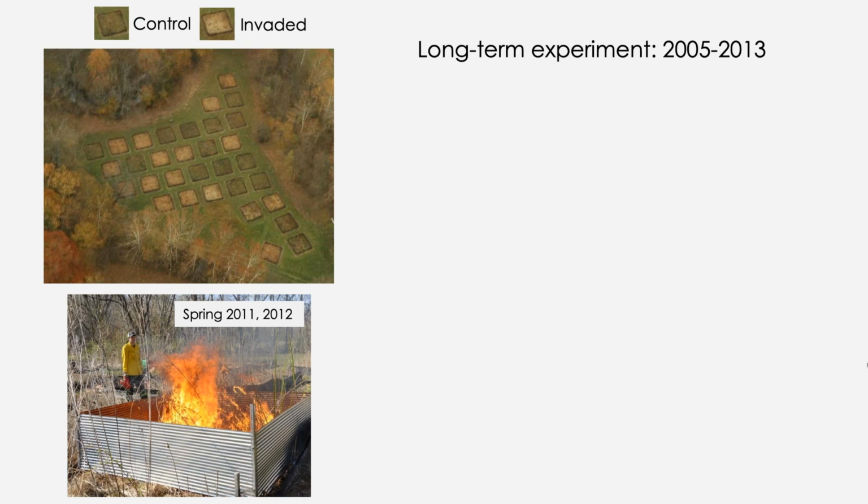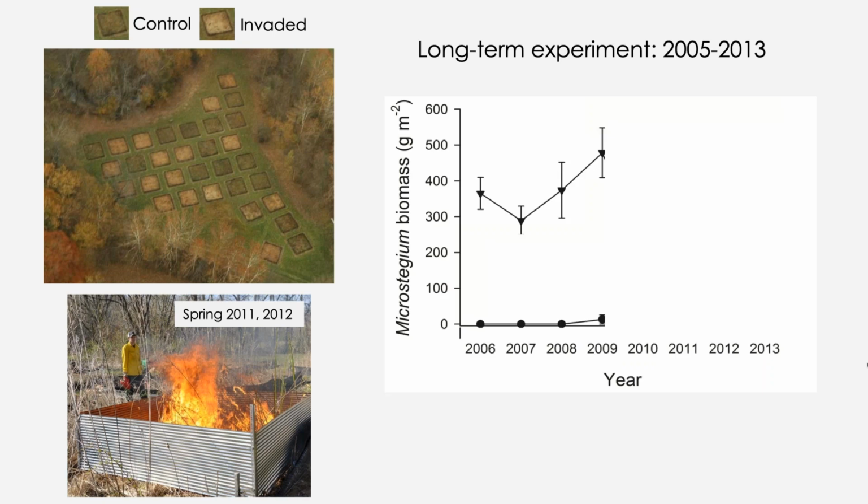And you can actually see the invaded treatments, because Microstegium is a C4 grass that senesces earlier in the fall than the C3 dominated native plots. So all the brown plots you see there in the aerial photo are the invaded plots. In the spring of 2011 and 2012, we divided the plots into 4 quadrats and burned one of them. First of all, Microstegium did very well in this experiment. It was very abundant over the first 4 years.